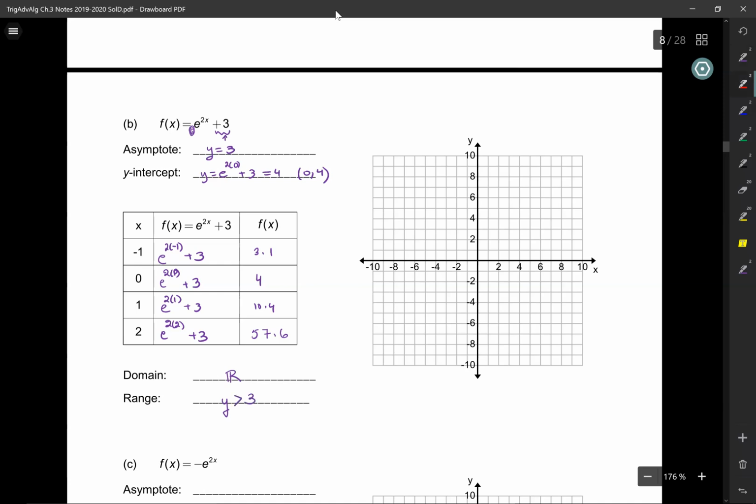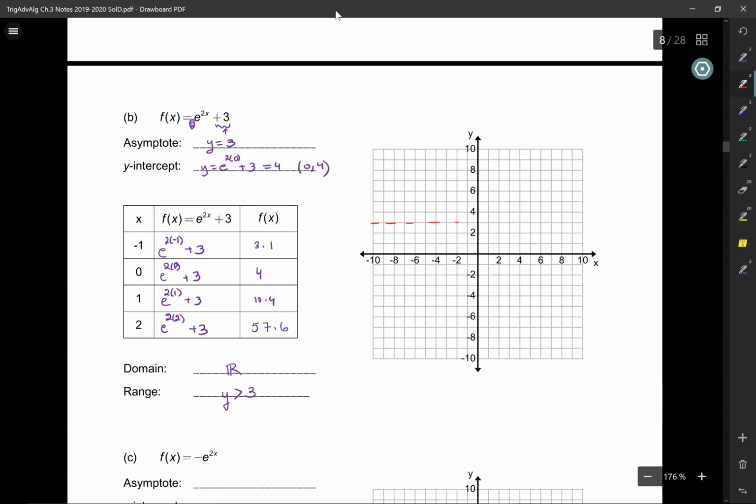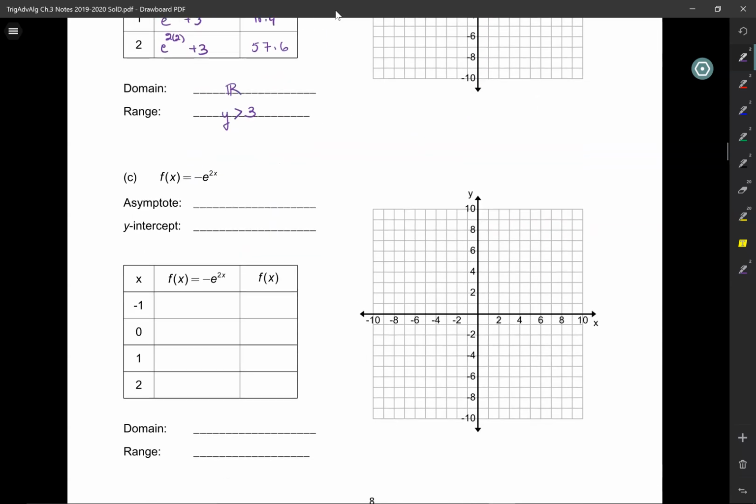All right, so let's go ahead and put in our asymptote. And so when x is negative 1, y is 3.1, and then 4, and then 10.4 is just there. I'm going to cheat and go ahead and use it. I have 3 points. That's good enough. And let's go ahead and graph that way. Okay? All right, let's look at the other one.